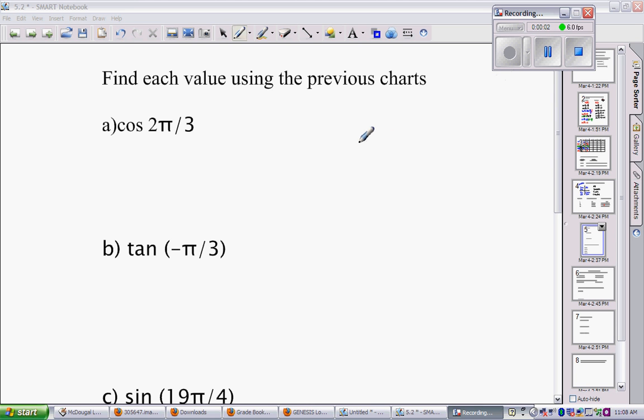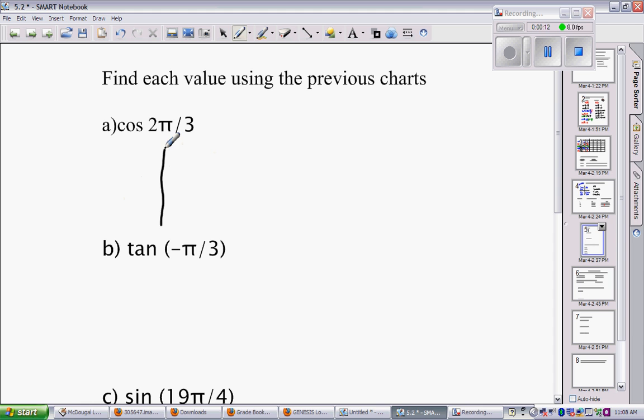So we're going to use the previous charts that we've made and figure out the given values. So we want the cosine of 2 pi over 3. We need to know, where does 2 pi over 3 land on the unit circle? We start over here. We know that the top is pi over 2, and we know this side is pi. So 2 pi over 3 is greater than pi over 2, and stops about here.